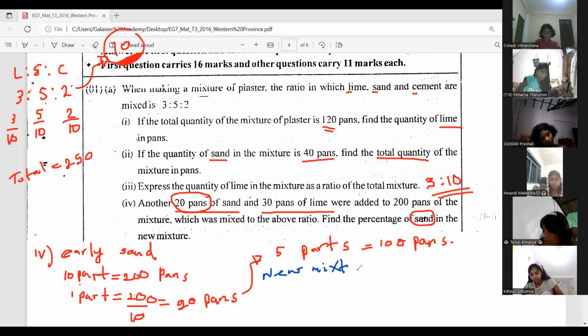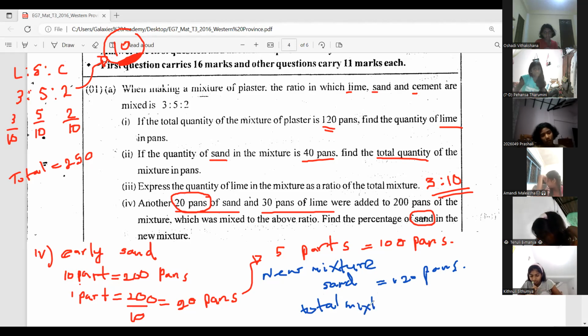New mixture, sand 120 pans, and also total number of pans, total mixture 250 pans. This question asks percentage, right? Percentage of sand in the new mixture, right?